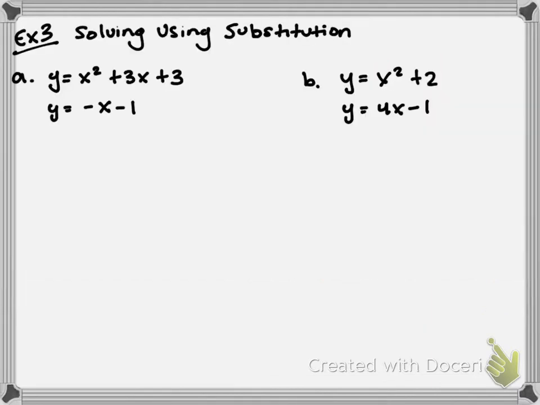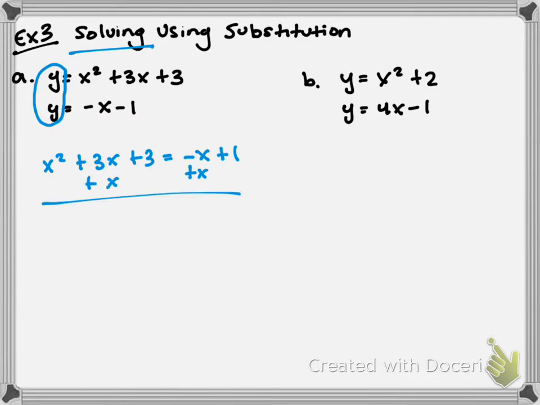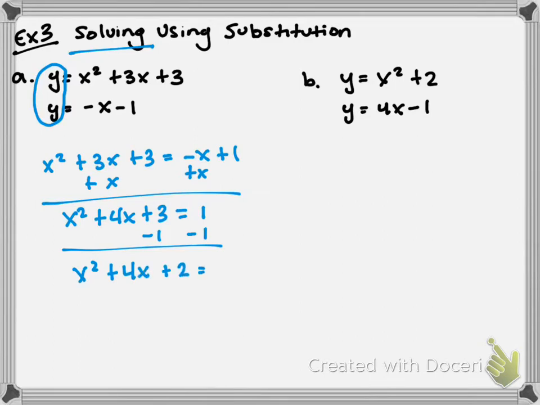All right, we can also solve these using substitution. We haven't done this in a while, so quick review. They're both y equals right now, so I can set them equal to each other. So I can have x squared plus 3x plus 3 equals negative x plus 1. I'm going to combine like terms, so I'm going to add x to both sides. So I get x squared plus 4x plus 3 equals 1. Subtract 1 from both sides, so I get x squared plus 4x plus 2 equals 0.